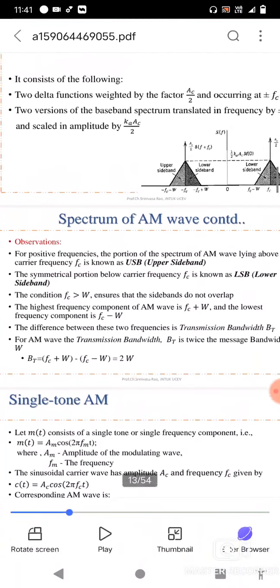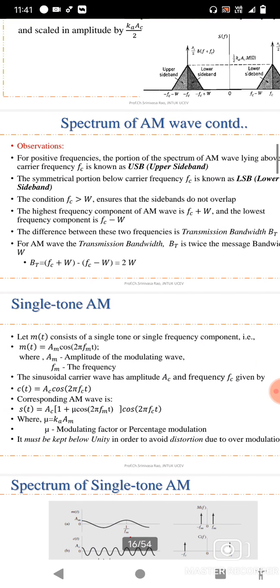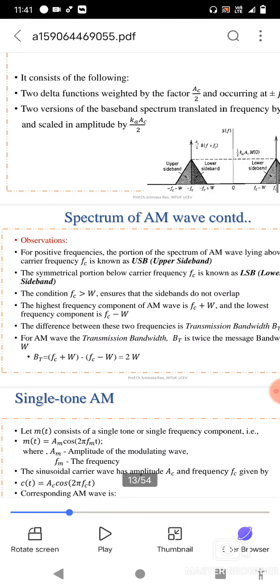So this is about the frequency spectrum of amplitude modulation and the output waveforms of amplitude modulation.